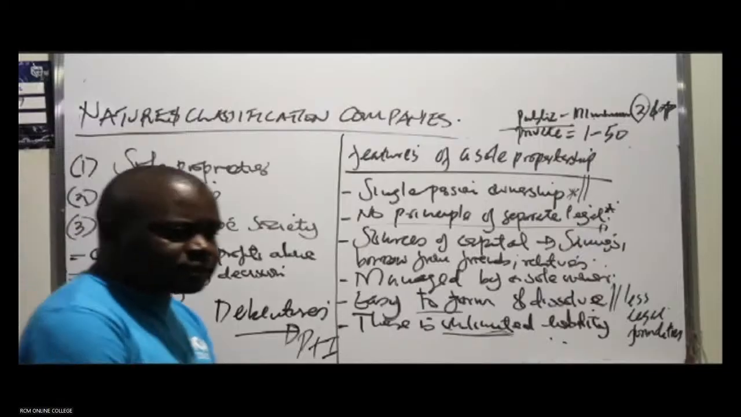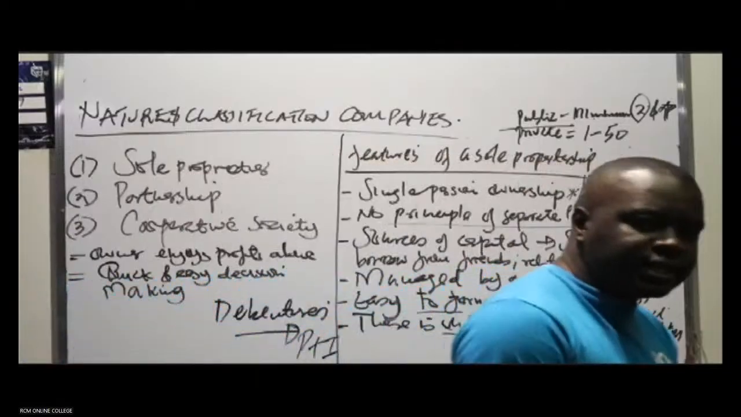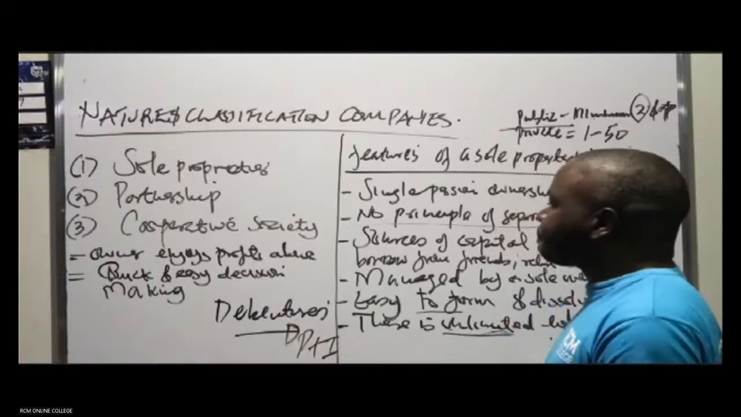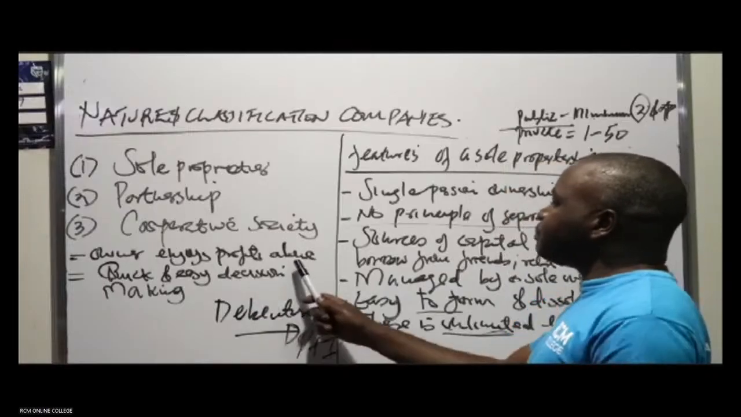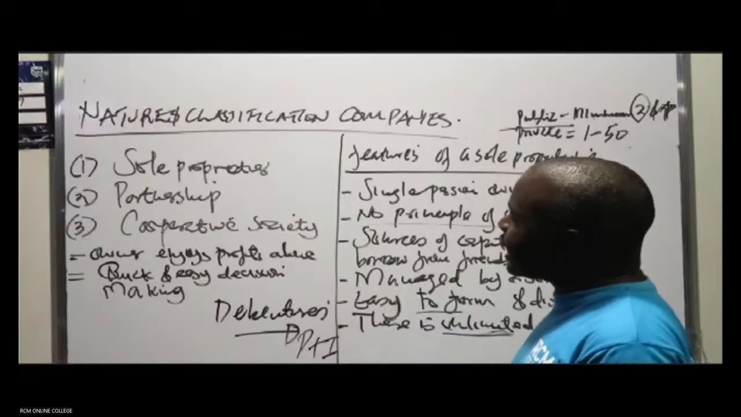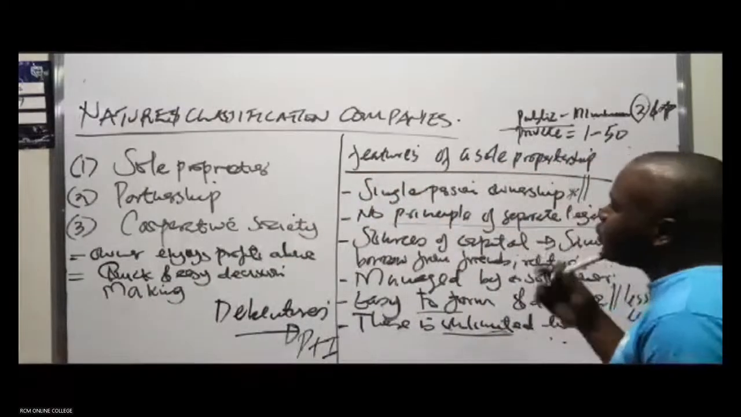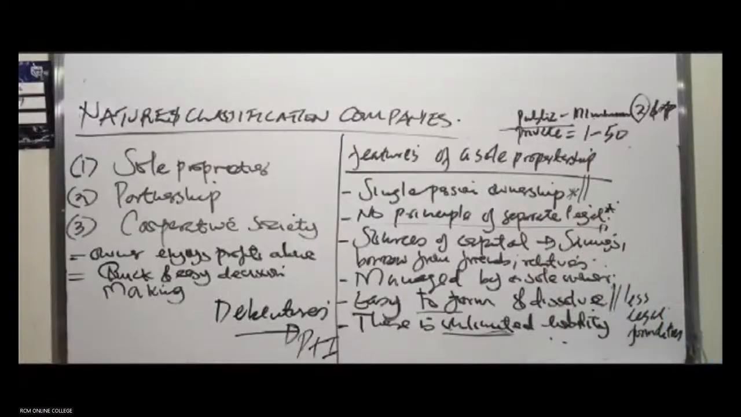And then the procedures or processes become much easier in a sole proprietorship compared to a company. The owner enjoys profits a lot. This one is like an advantage to the owner of the business over a company, because in a company, you have to share profits.